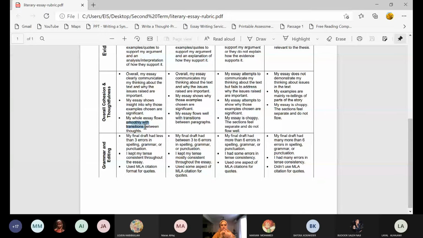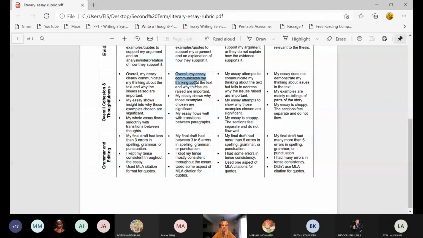Okay, thesis, the outline, the organizing, the division, each main topic for each paragraph, the examples and anecdotes in each one, from the excerpt, and transitions. Overall, here you get a very good mark if your essay shows why those examples chosen are significant, but not, yani, it is good. Yani the essay is good, and it flows well, not flows smoothly, flows well.